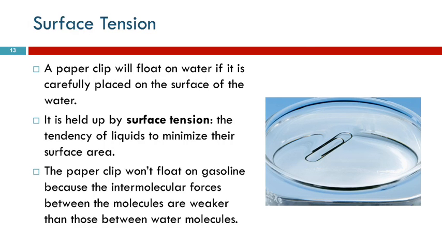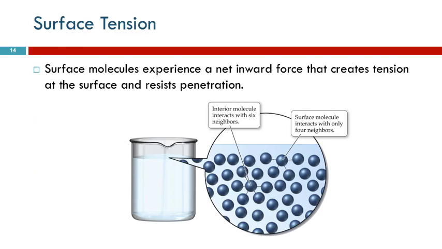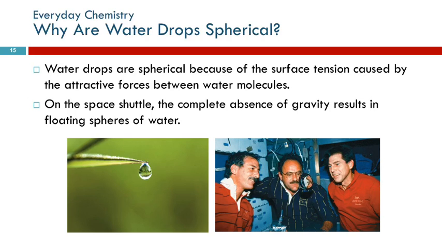Interestingly, you're only able to do this with the paperclip if you use a very clean container and the water is very clean. If you put a little bit of soap or something on here, that paperclip will just fall, because the soap molecules mess up the attractive forces between the water molecules and break the surface tension. Any questions about surface tension? Surface tension is the reason that water drops are spherical.